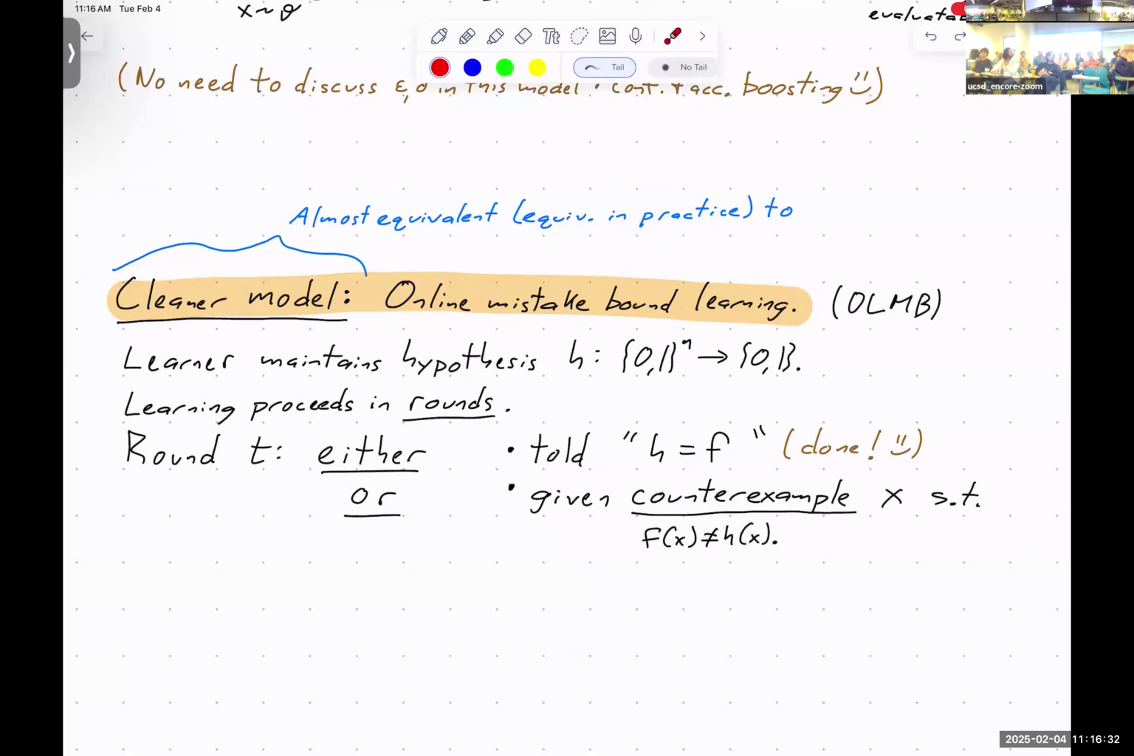Okay, so I thought you guys would like this model. I do like this model. I just always thought of it as a stronger model than PAC, and I was kind of surprised that you think almost all the PAC algorithms can be put in this model. I just know literally one example, which is a contrived example for the purpose of separating.